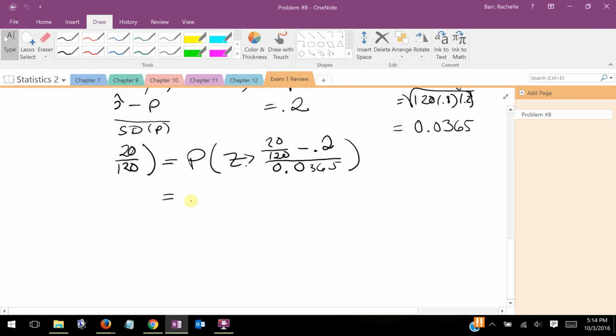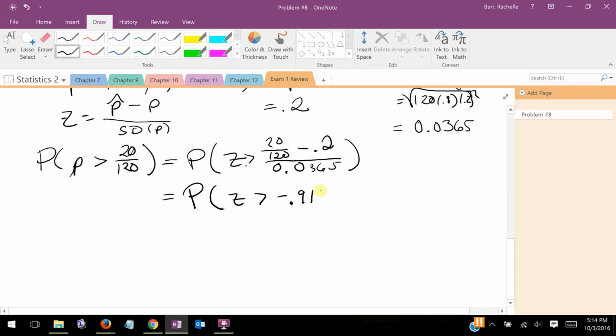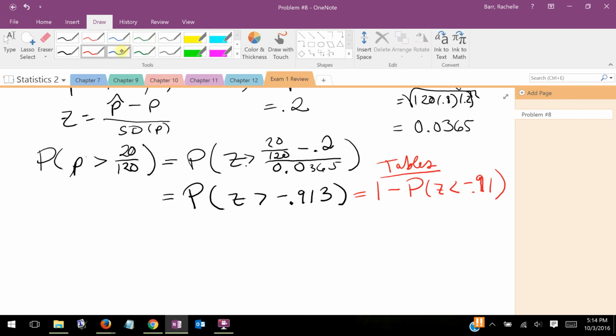Okay, so if you calculate that fraction, you get that z is greater than negative 0.913 and some change, which you could look up on the normal distribution. If you wanted to use normal tables for this, you'd have to do 1 minus the probability that z is less than negative 0.91, because it always gives area to the left, and you only get 2 decimal places, so you'd have to use 0.91. That's how you do it using tables, which I'm not going to use for this. I'm actually going to use Minitab.